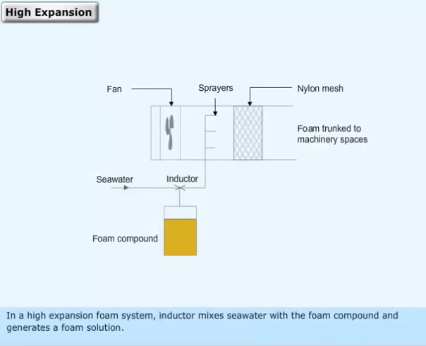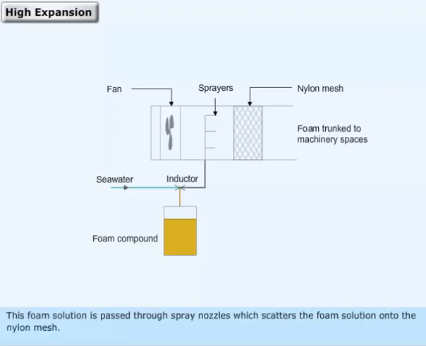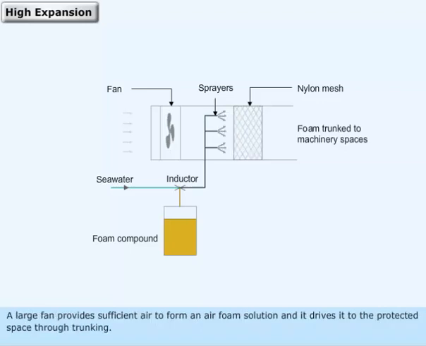In a high expansion foam system, inductor mixes seawater with the foam compound and generates a foam solution. This foam solution is passed through spray nozzles which scatters the foam solution onto the nylon mesh. A large fan provides sufficient air to form an air foam solution, and it drives it to the protected space through trunking.